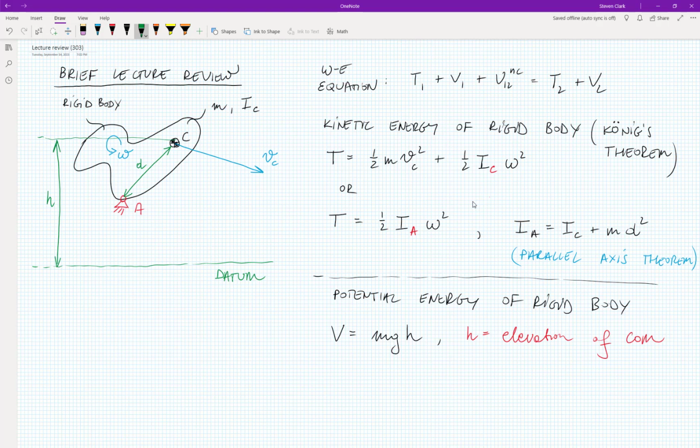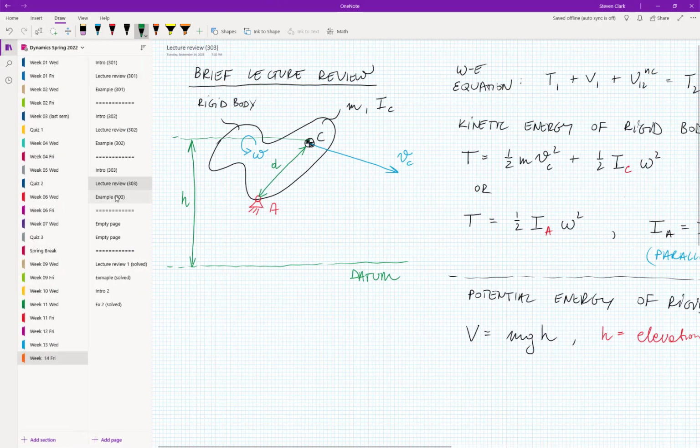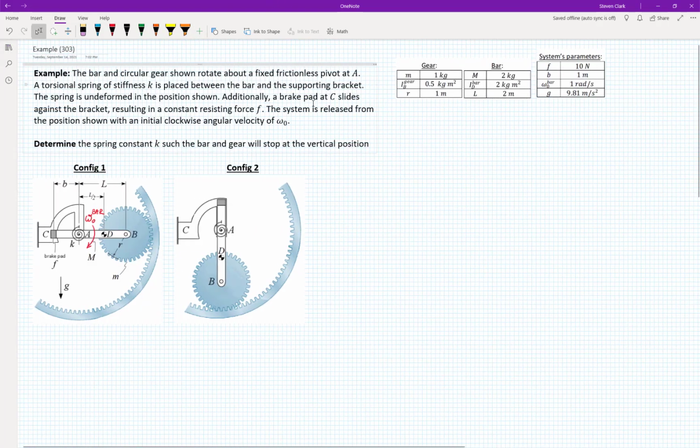I don't see any, so let's use our new knowledge in solving example number 1. Here is example number 1. As usual, please take a couple of seconds to read and understand the problem statement before we start our solution.